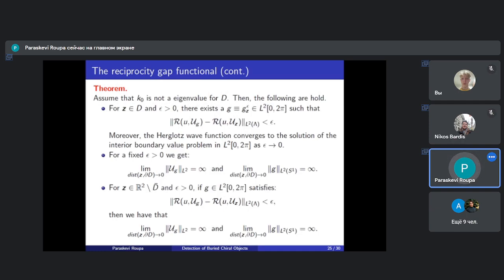For a fixed epsilon, we can get that as the distance of z to the boundary of D tends to 0, this norm tends to infinity, as well as this norm. And if we consider z outside the scatterer, we have that the norm of this functional minus this functional, which is an approximation of our desired functional, is less than epsilon. And then the corresponding norm tends to infinity as z approaches the boundary.